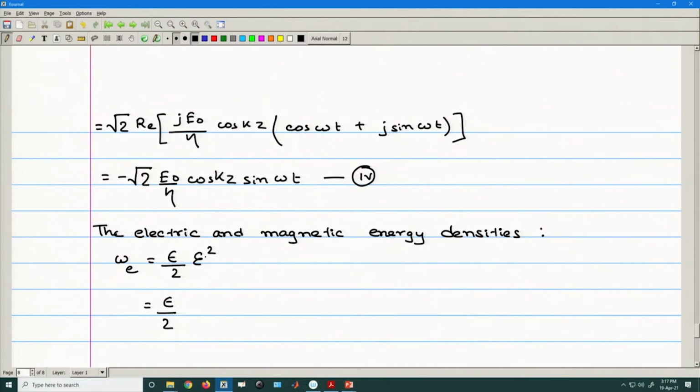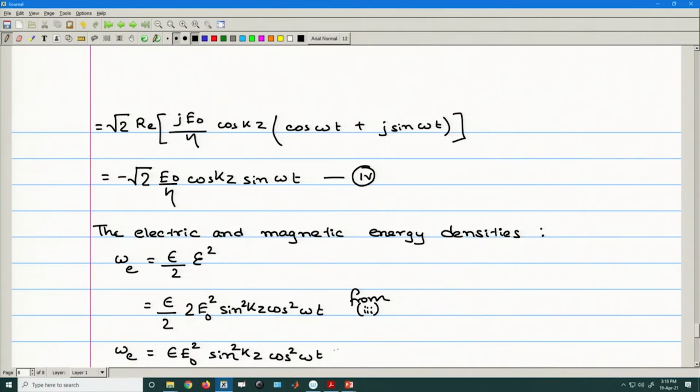This instantaneous E field we derived as root 2 E0 sin kz cos omega t, from equation number 3. Substituting from 3, we get E squared as 2 E0 squared sin squared kz cos squared omega t. So the 2 cancels out and we get We as epsilon E0 squared sin squared kz cos squared omega t. We denote this as equation number 5.